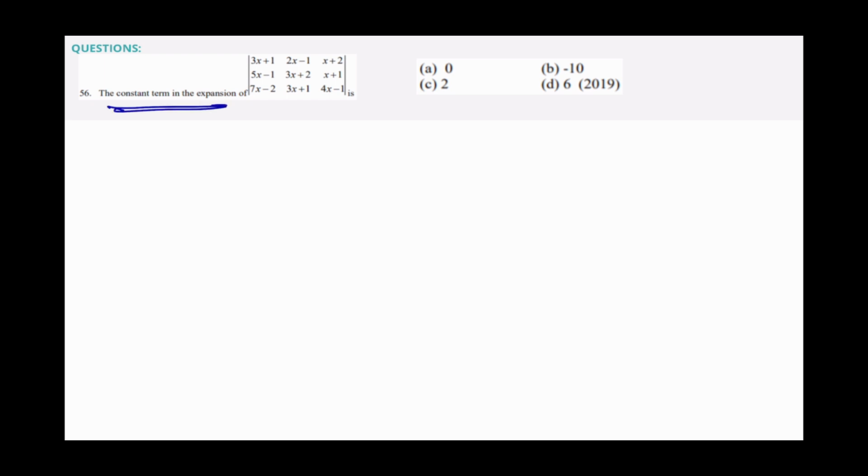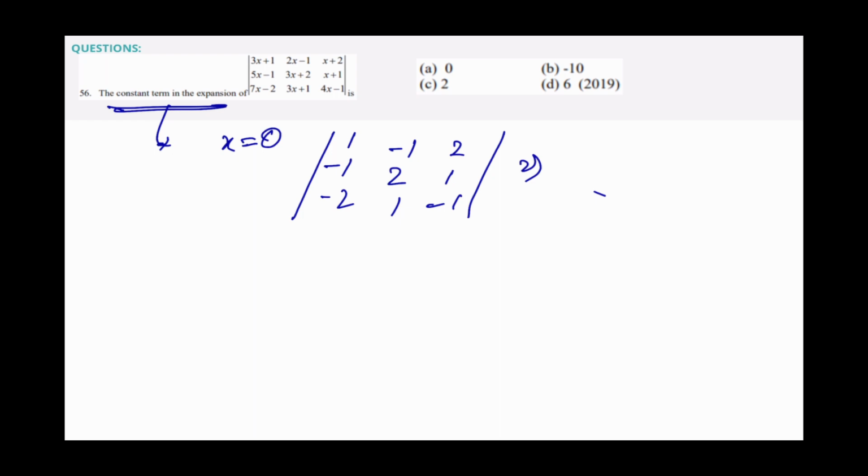Now let's see the last. The moment they say find the constant term in the expansion, constant term means you have to put x equal to 0. Just find the determinant with x equal to 0. The moment you do that, you get the rows 1, minus 1, minus 2; minus 1, 2, 1; 2, 1, minus 1. Here also I won't solve the whole thing, I'll simplify. You do R2 equals R2 plus R1. So 1, minus 1, 2 gives 0, 1 and 3.